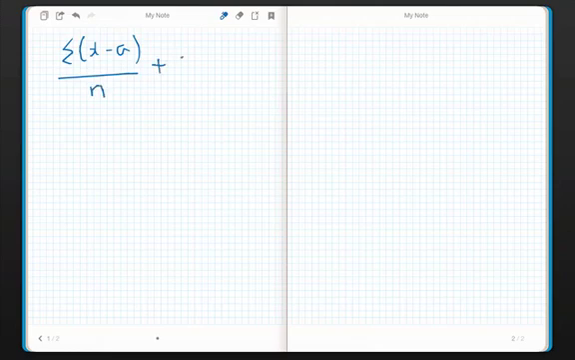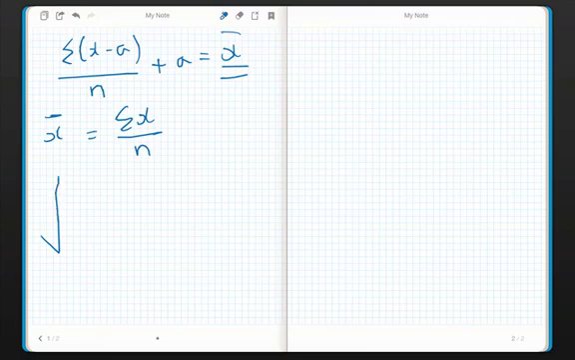The first formula you have to remember is sigma of (x minus a) divided by n, plus a, is equal to our x bar. This is to find x bar. X bar is also equal to sigma x divided by n. This is for finding the mean. X bar is just mean or mu or anything.